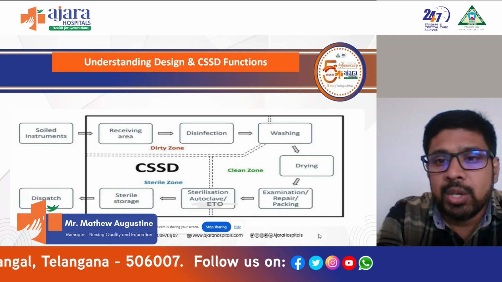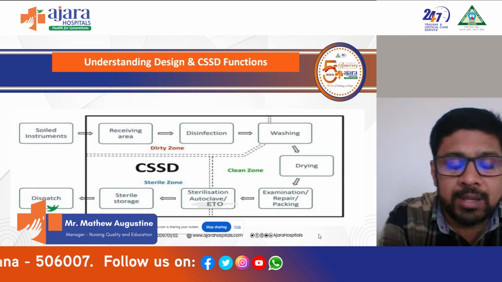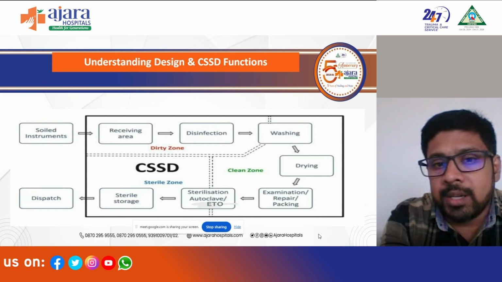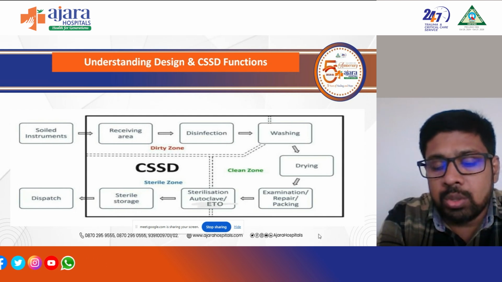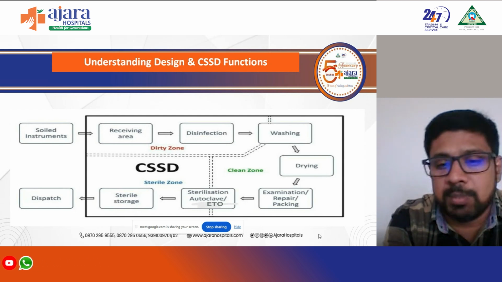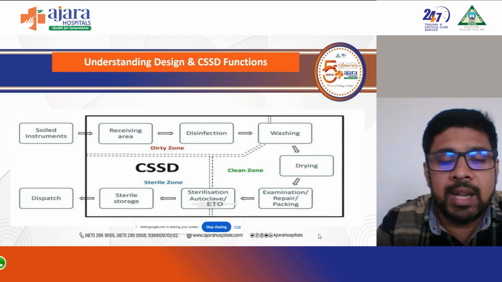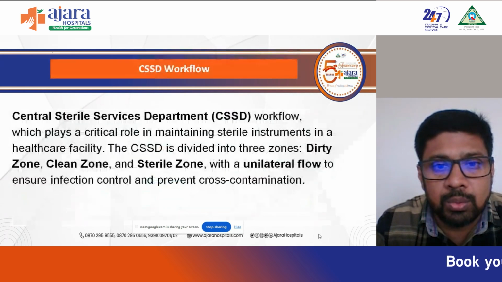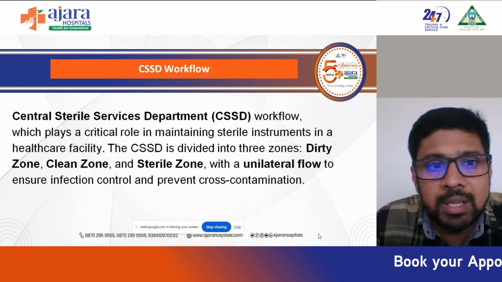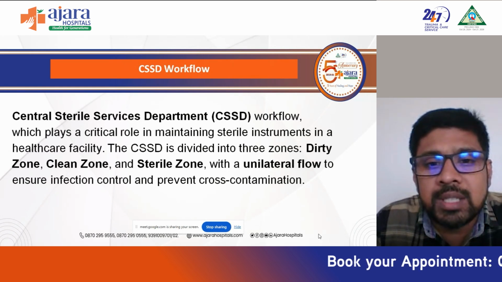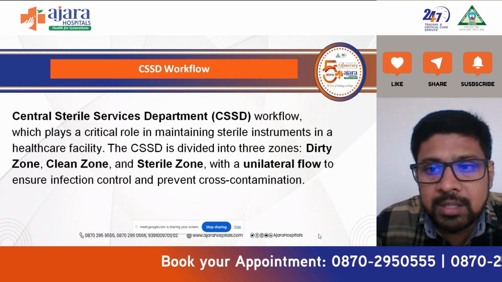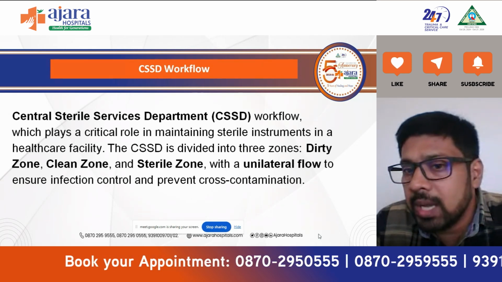You can see it is a unidirectional flow. There is no backtracking for the instruments. It only moves in one direction, from dirty zone to clean zone, from clean zone to sterile zone, and dispatch. This is the ideal design of a CSSD unit, and this is the function also. For a better workflow in the CSSD department, we need to divide the CSSD into different zones. As we saw in the last slides, we have the dirty zone, clean zone, and sterile zone.